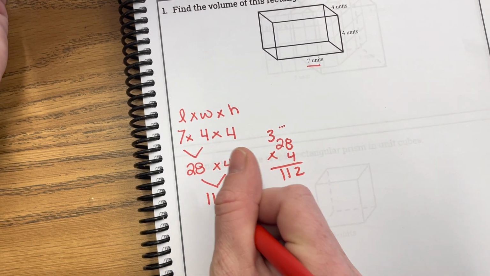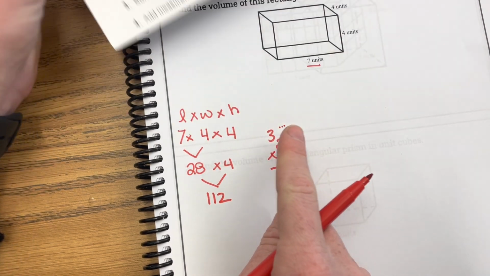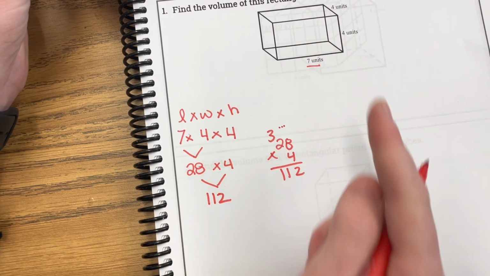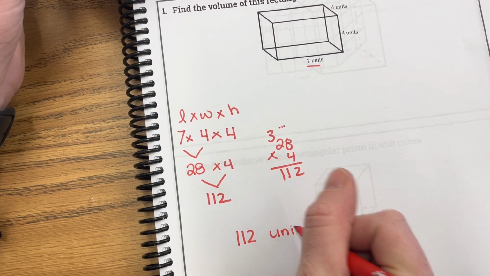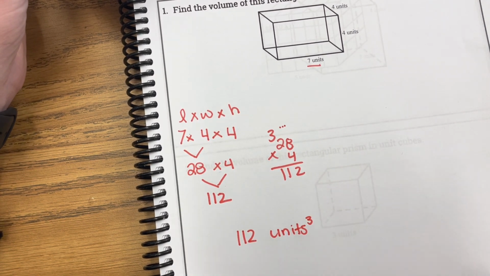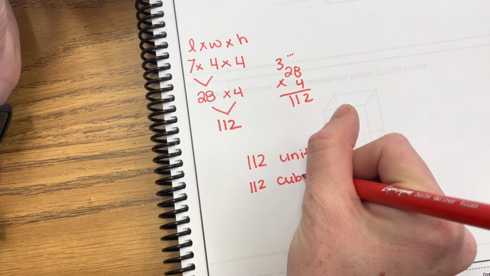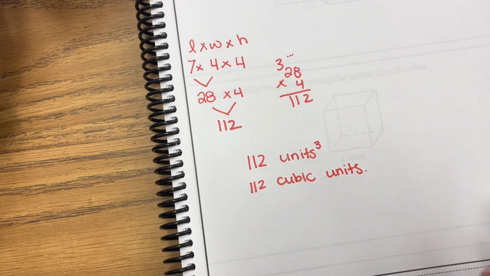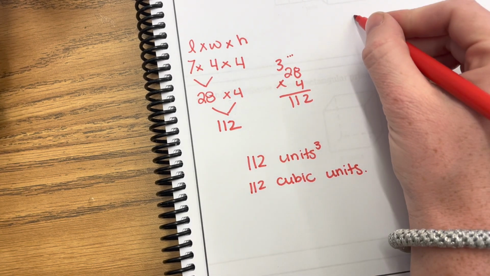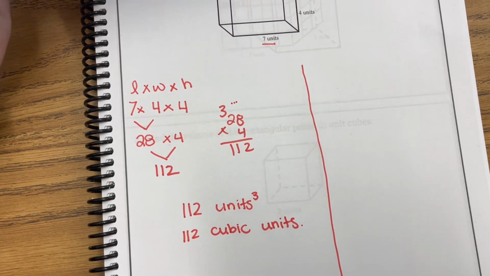So 112. Add measurements cubed. So let's see, units. So I need to have 112 units cubed, or I could say 112 cubic units. Okay, so I solved with one formula. I'm going to solve now with the other formula.